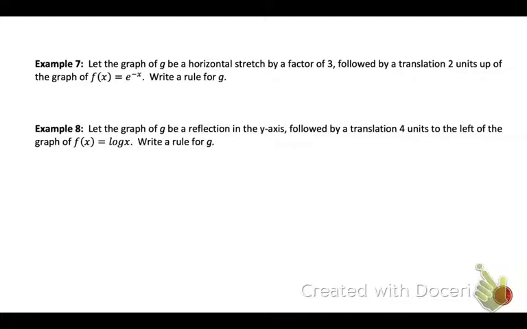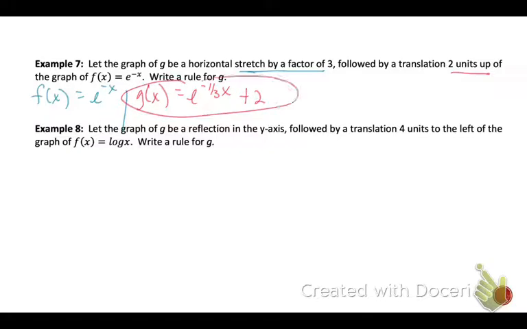All right, example 7. We have a graph g that will be a horizontal stretch by a factor of 3. So we'll have 1/3 as our multiplier, and then a translation 2 units up. So starting with that base e function, e to the negative x, our multiplier will be 1/3. So we become e to the negative 1/3 x, and then our plus 2 at the end of the function. So not up in the exponent.